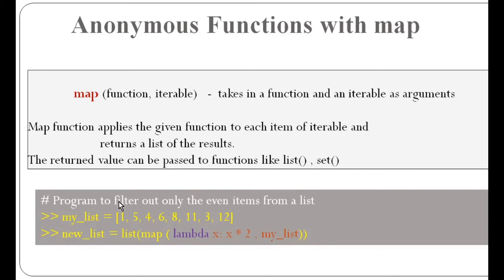So this is an example. I have a list and then here I have the function as x star 2. So this map function will take each element from my list and apply this function, and it will return the values and it will be stored as a list again. That means each element of this list will be multiplied by 2.